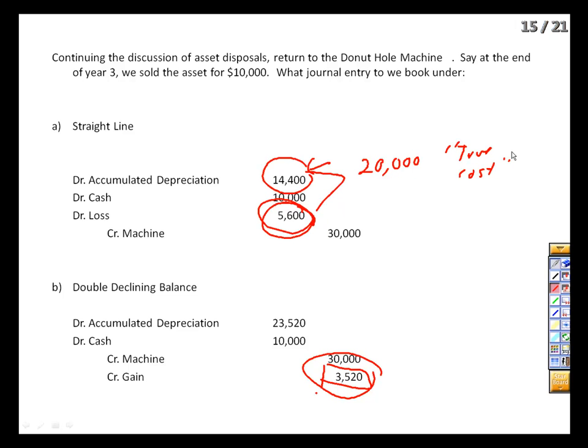Similarly, we are out $20,000, but down here we depreciated too much. We depreciated $23,520, and we should have only depreciated $20,000. So what do we do? Once again, we're going to true up, and we have that same $20,000. We bring it back into the income statement as a gain.